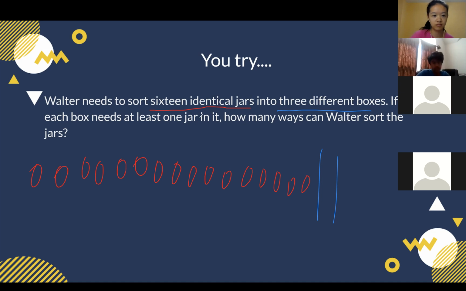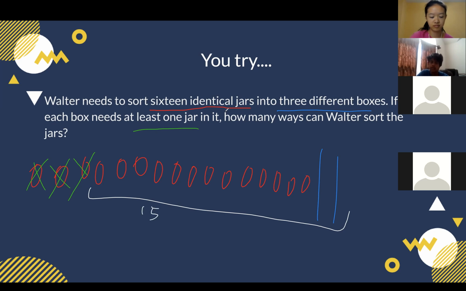Think about it. Each box has to have at least 1 jar, so that leaves us with 13 jars left. 13 jars into 3 different boxes. So remember what I told you. Since we have 3 different boxes, instead of 3 sticks, we use 2 sticks, right? Because we can divide the stones into 3 different groups with only 2 sticks. So we have 13 stones or 13 jars and 2 sticks, which gives us a total of 15 objects. So we have to choose 2 of these objects to be our sticks. So just 15 choose 2, or 105.